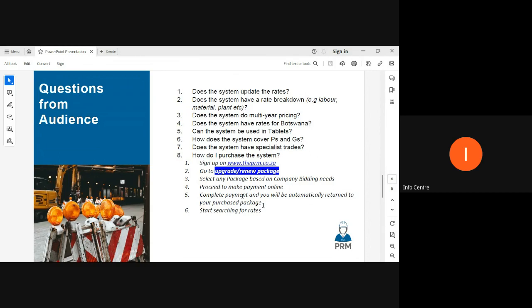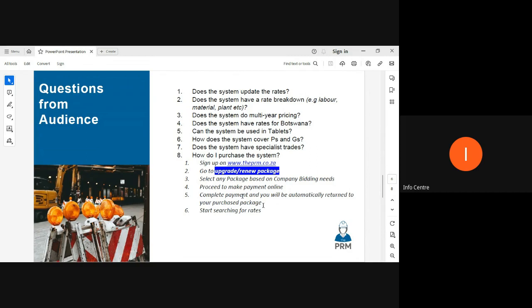Second question was, does the system have a rate breakdown, e.g. labor, material, plant? Yes, of course. If you are a standard or a premium subscriber, you can get access to that breakdown by requesting it from our cost estimators. They will give you what we call a rate breakdown report.